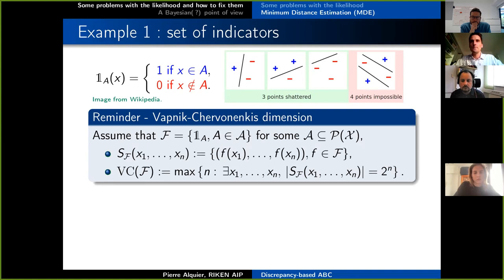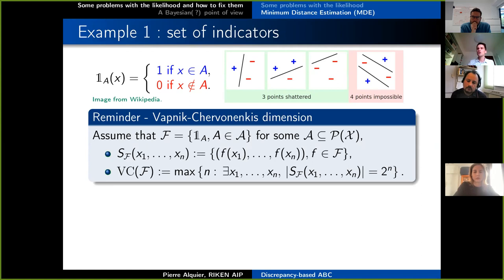Actually, what it tells you is that you take any set of endpoints, and for these points, you assign all the possible labels. So each point is either plus or minus. And the question is, can you find a set A that will contain exactly the plus and not the minus?